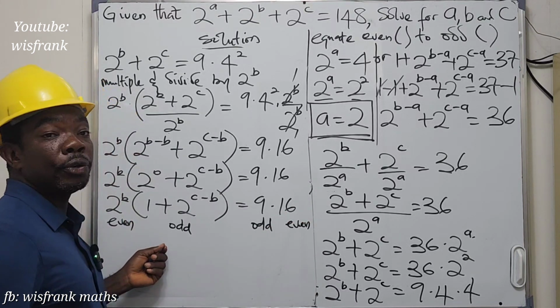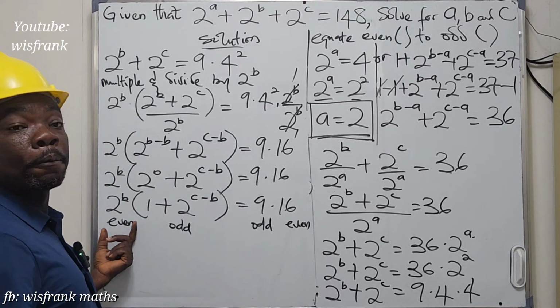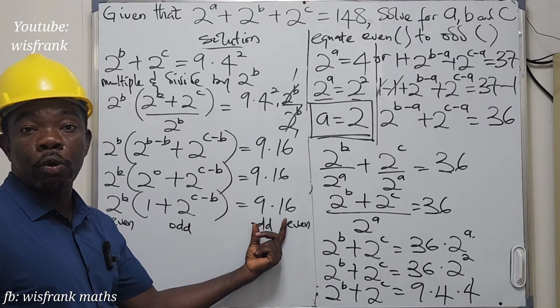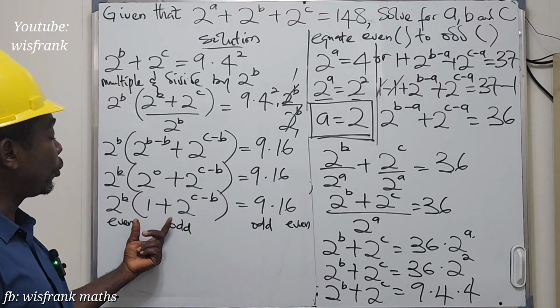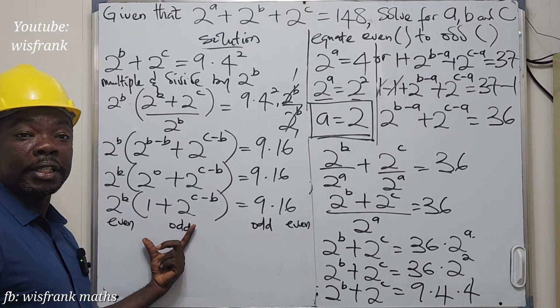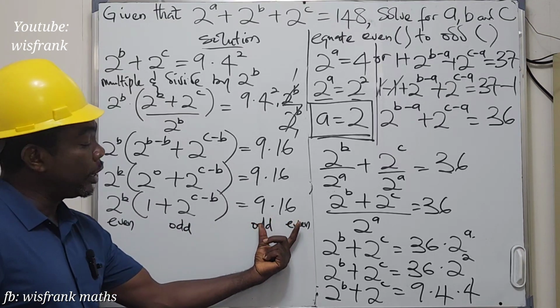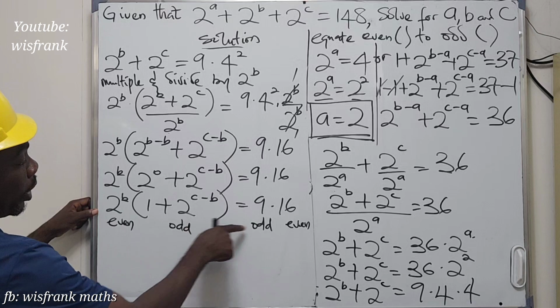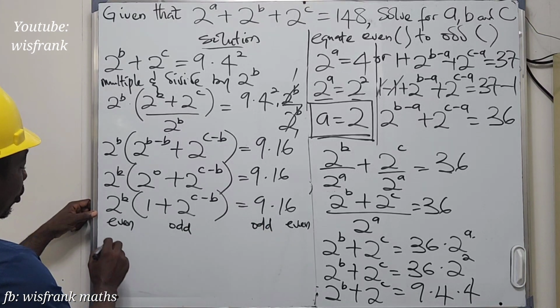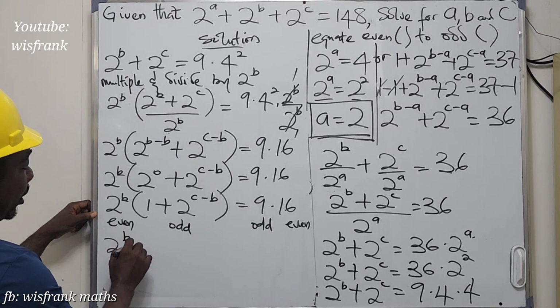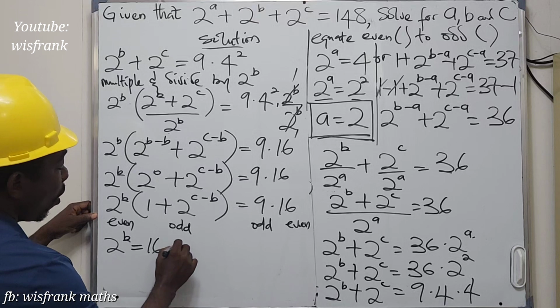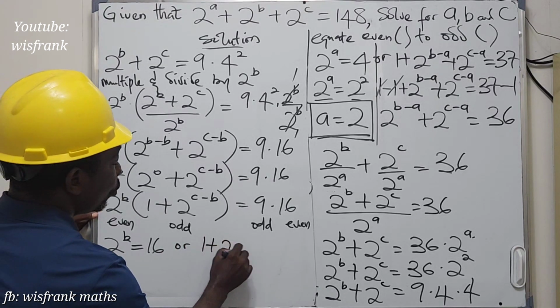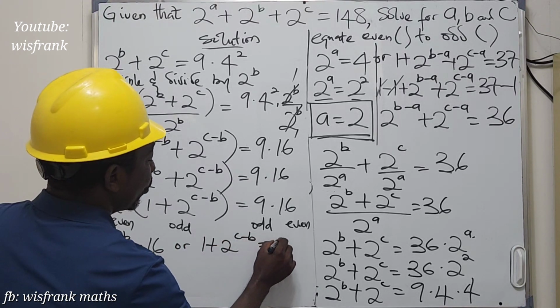So what we are going to do is to equate the first product here to the second one, which are even, and the second product, which is the parenthesis here, equals this other side, which is odd to odd. So we equate even to even and odd to odd. So we have 2 to the power of b equals 16, or we have 1 plus 2 to the power of c minus b equals 9.